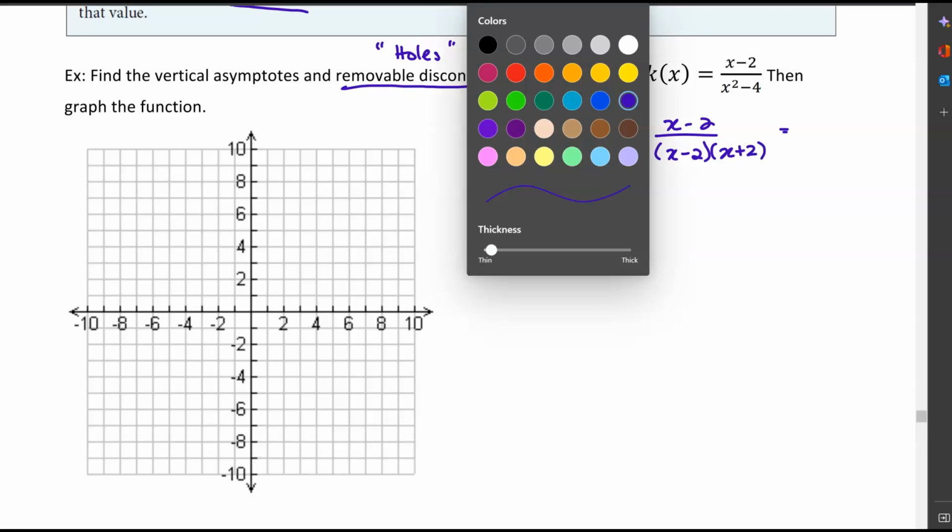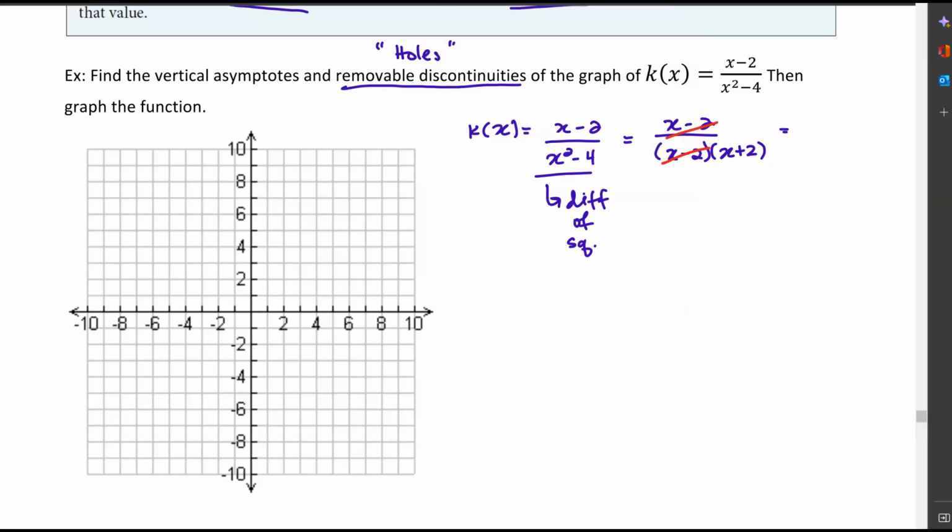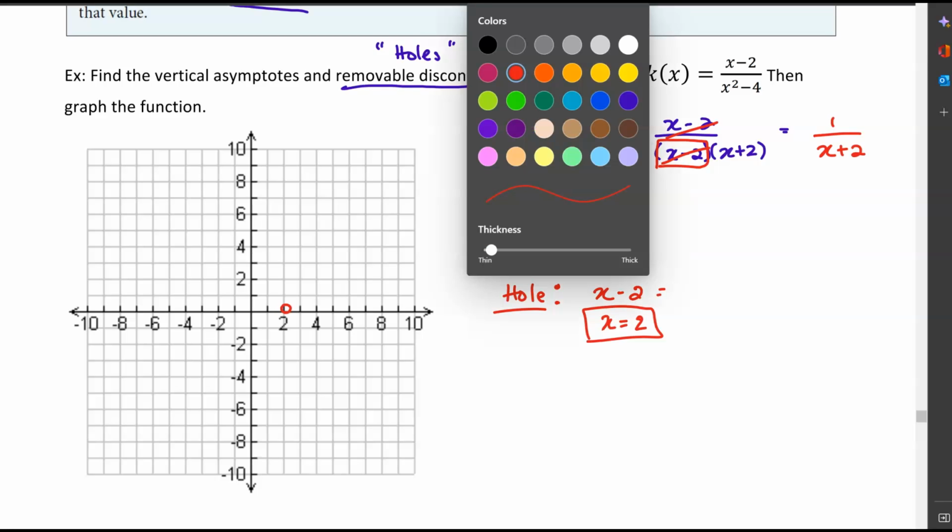Notice that now I can cancel the x minus 2 in the numerator and denominator. So I'm left with 1 over x plus 2. Now I do have a hole, or a removable discontinuity, at x minus 2, because I removed that x minus 2. So that's when x equals 2. At x equals 2, I'm going to have a hole. This is going to be that removable discontinuity, and now I can graph 1 over x plus 2, because that's just the parent function being shifted to the left by 2.